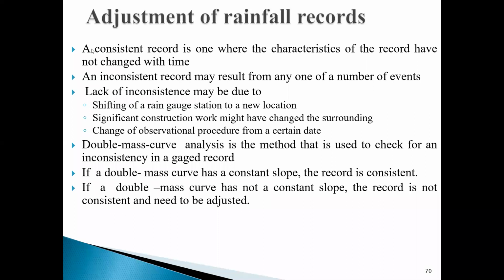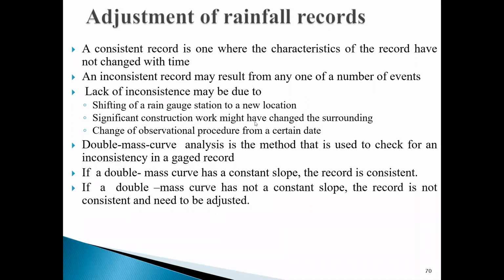rainfall record. A consistent record is one where the characteristics of the record have not changed with time. That means there is a consistency in the record for all the rain gauge stations, that is, there is no change with respect to time. An inconsistent record may result from any one of a number of events, like shifting of the rain gauge station to a new location. Sometimes the rain gauge is shifted to a new location.